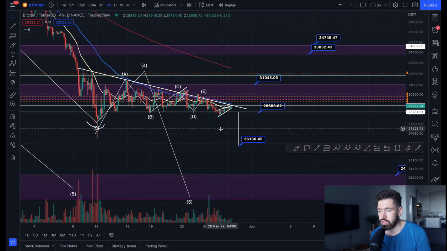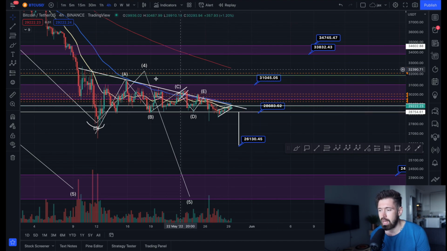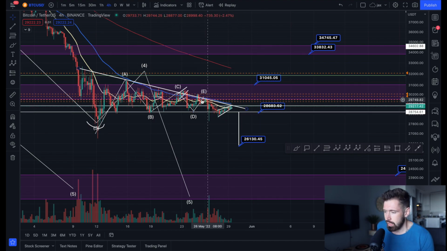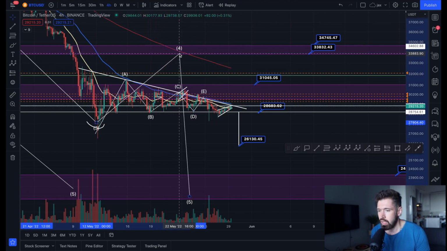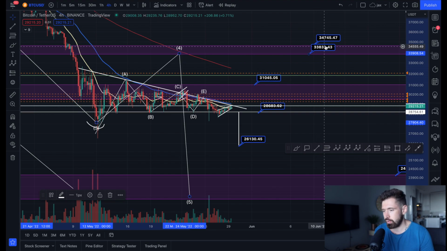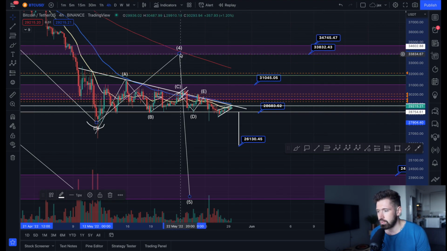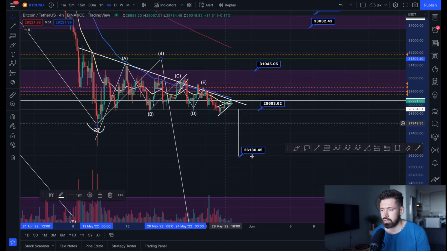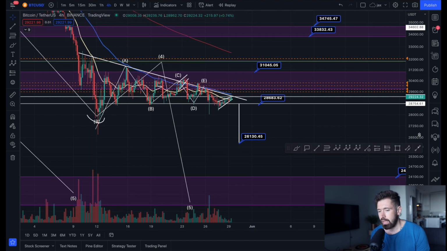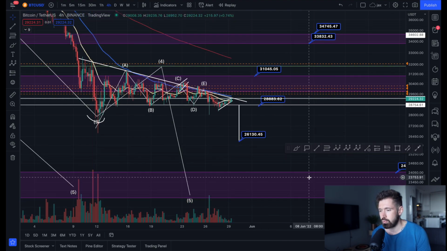Now, if we were to push up to 31K, it would invalidate this ABCDE corrective triangle. And then we'd have to look at a larger ABC correction with a wave 4 bringing us up to 33 to 34K. But as of right now, it does look like we're going through this Elliott wave ABCDE corrective triangle. If we do get rejected here and we roll over, we start to come down, and that would confirm it, and we'd start to come down to that 22 to 24K level.